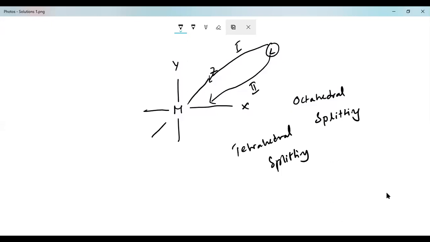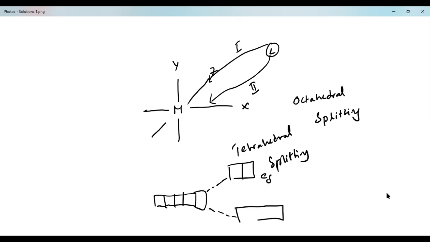In both cases, the d orbitals split into two sets of orbitals. Taking octahedral splitting, the d orbitals split like this: the Eg orbitals have more energy compared to the T2G orbitals. T2G orbitals have less energy, and Eg orbitals have more energy. This is octahedral splitting.